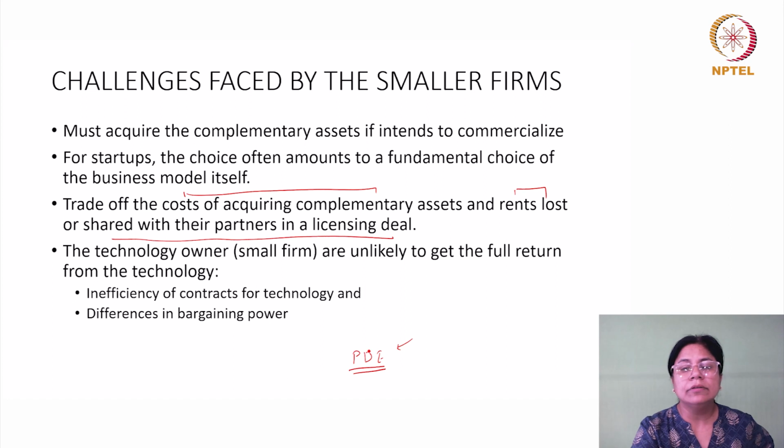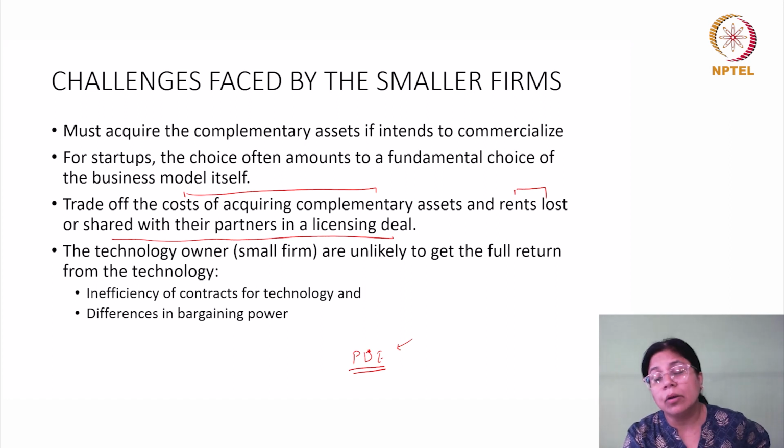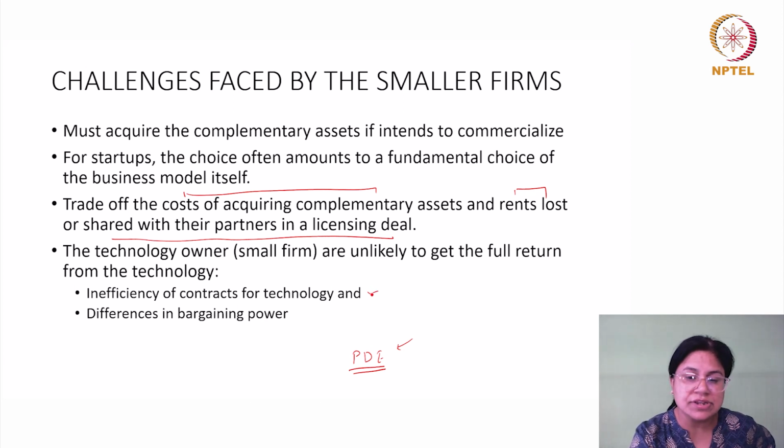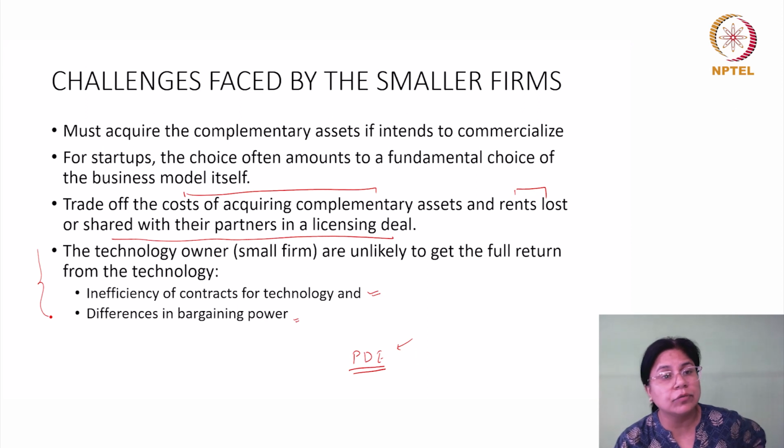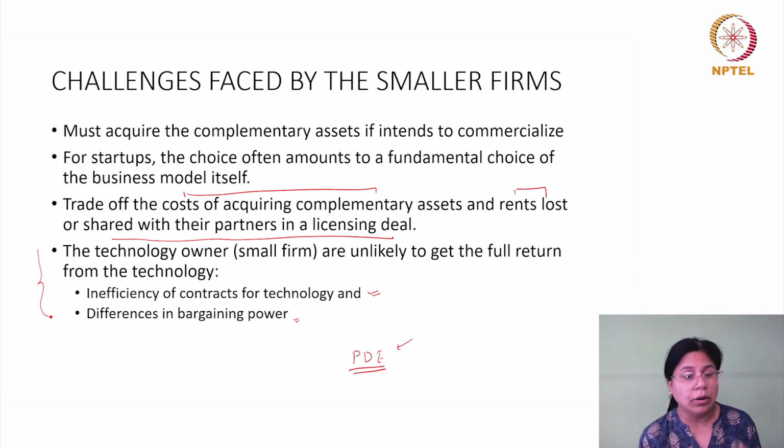From the technology owners' side, if it is a small firm, they are also unlikely to get the full return from the technology. Why is it so? Because of the inefficiencies of the contract and differences in bargaining power. So these are some of the points which can actually demotivate small companies to license. They may think that because of the inefficient market for technology, particularly with respect to the contractual agreements being negotiated as well as being put into force, there can be problems. If that is the case, then clearly they may not be able to get the full return from their technology.